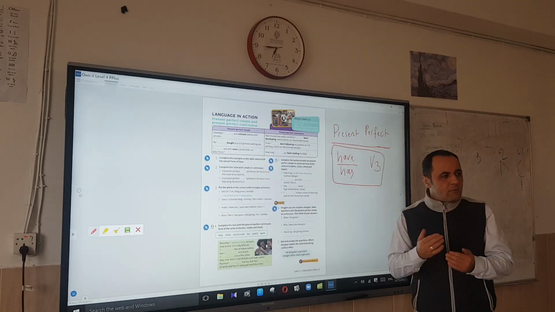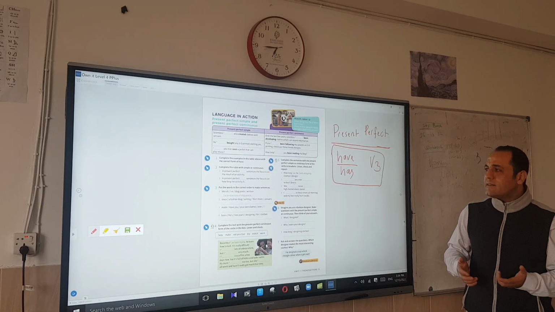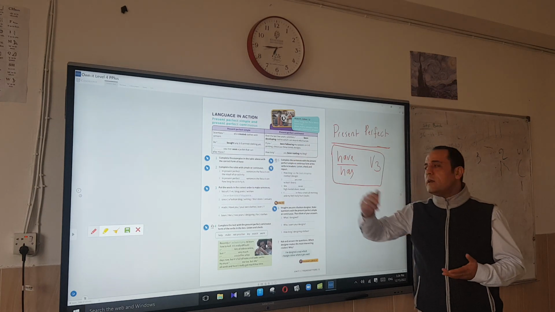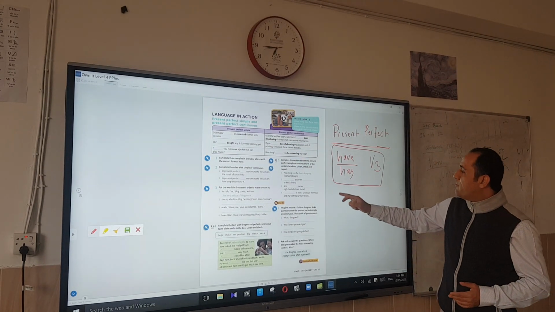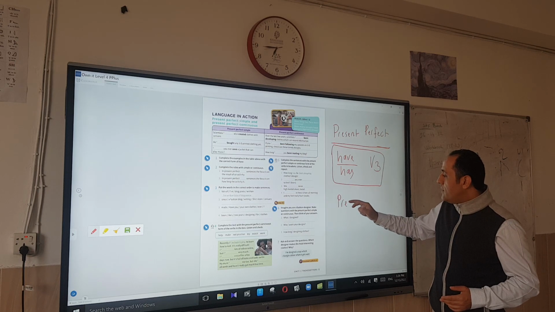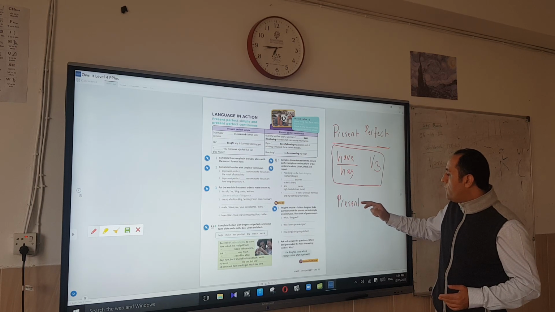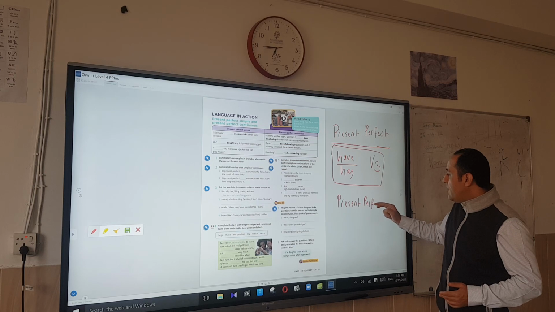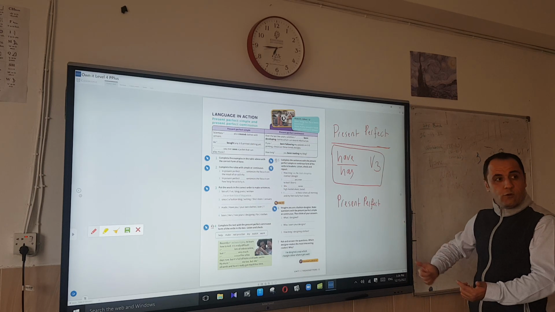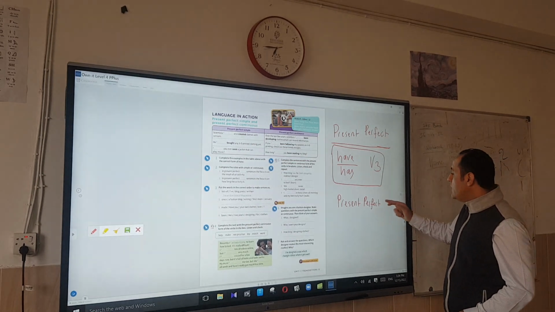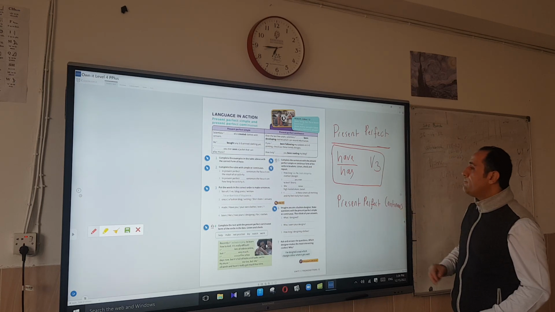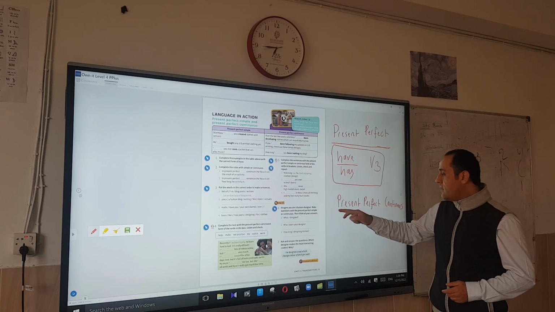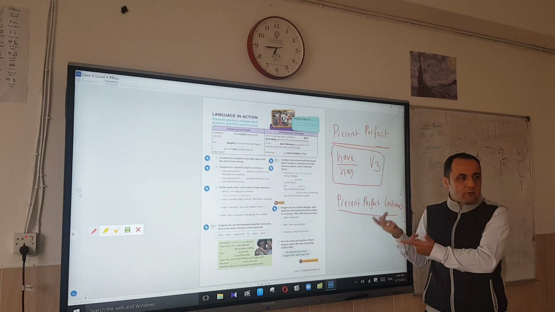So, can you give me an example of present perfect tense that we will do now? But I just want to ask you about the other tense, present perfect continuous. Present perfect, but present perfect can also be continuous. So what can be the rule for the present perfect continuous? We know the present perfect rule, right?